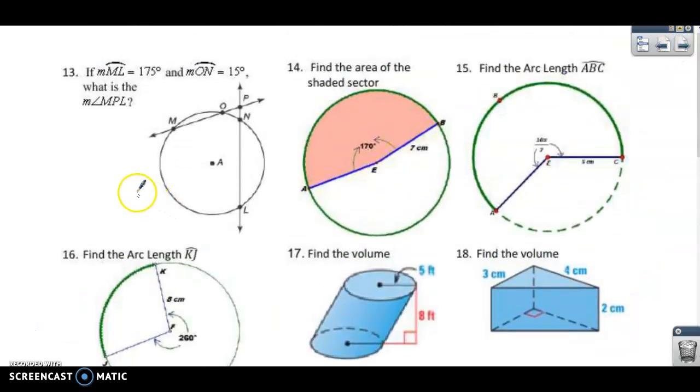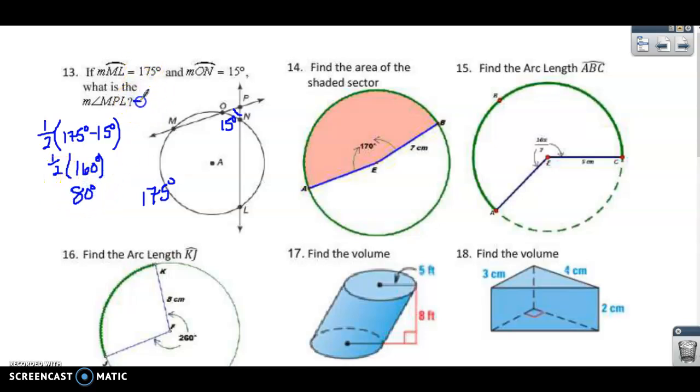Let's see, number 13. If the measure of arc ML is 175 degrees and the measure of arc ON is 15 degrees, what is the measure of angle MPL? So we're trying to find this angle here. It's outside the circle. Outside the circle, you take the difference of the two arcs and divide by 2. So 1/2 of 175 minus 15. Well, that's going to be 1/2 of 160 degrees, which is 80 degrees. So the measure of that angle is 80 degrees.